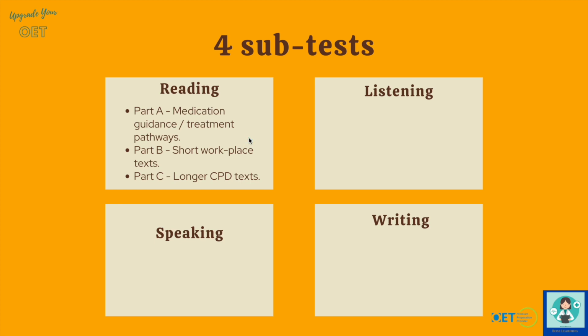that you're about to prescribe. Part B are short workplace texts, the kind of emails you might read about updates, meetings, or perhaps a manual and you're checking to see how to work a particular piece of equipment. Part C are longer texts, and they are the kinds of texts you would read for professional development. They're always about general healthcare topics.